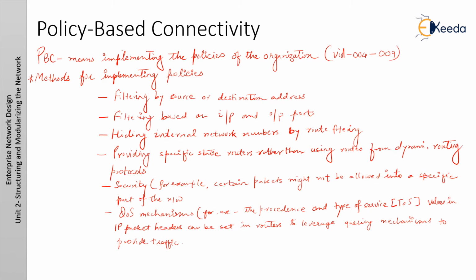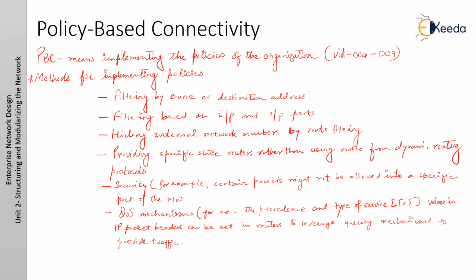Policy-based connectivity means implementing the policies of the organization. We have already shown the policies in video number 4 to video number 9. There are several methods for implementing policies. First is filtering by source or destination address. Second, you can filter based on input and output ports. Third, hiding internal network numbers by route filtering. Next, providing specific static routes rather than using routes from the dynamic routing protocol.